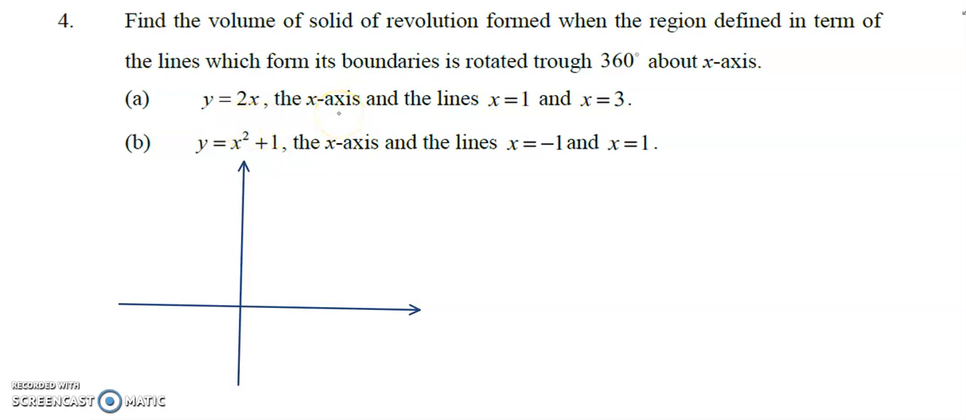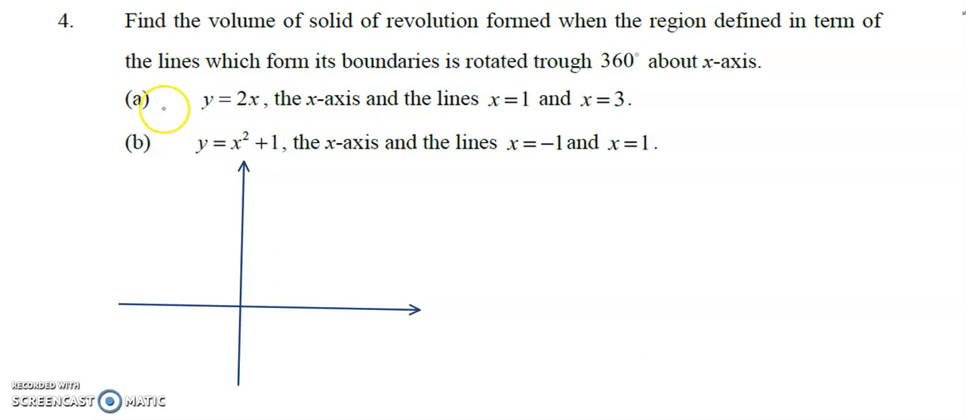Continue from the previous video. Here is example 4. Find the volume of the solid of revolution formed when the region defined in terms of a line, which form its boundaries, is rotated through 360 degrees about the x-axis. So here I have two questions.